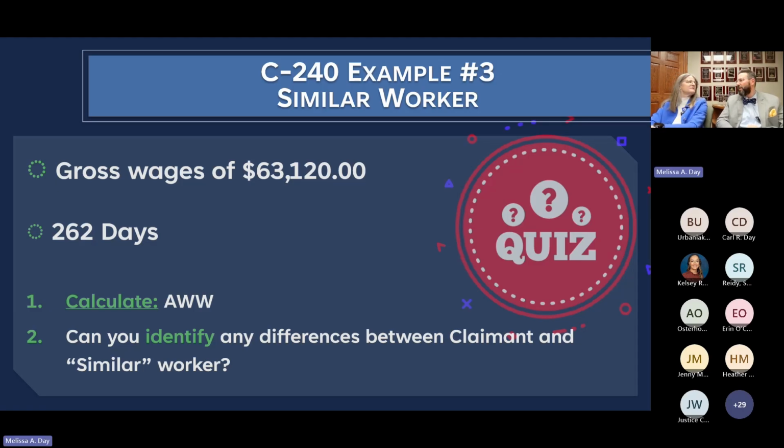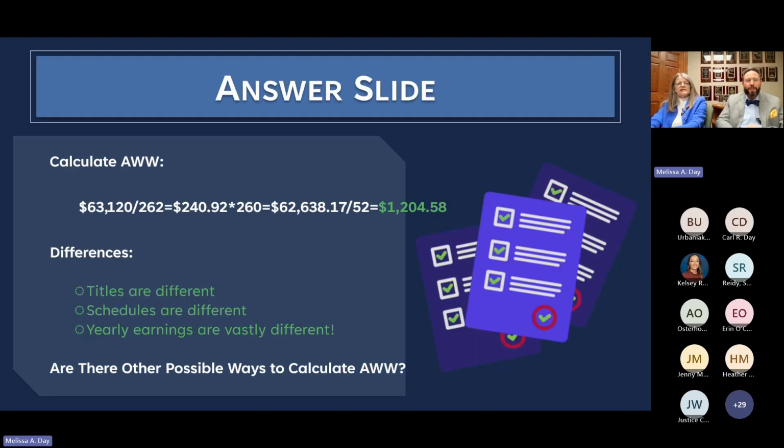And what we're really doing is drilling down to explain why claimants counsel really want us to produce similar worker payrolls whenever possible. They really want them because almost invariably something is either missed or it ultimately will end up leading to a higher average weekly wage. In all likelihood, yes. So let's take a look at our calculations and see if we were able to identify some differences. So look, this person's average weekly wage, $1,204.58 based off of the 260 multiple, right?